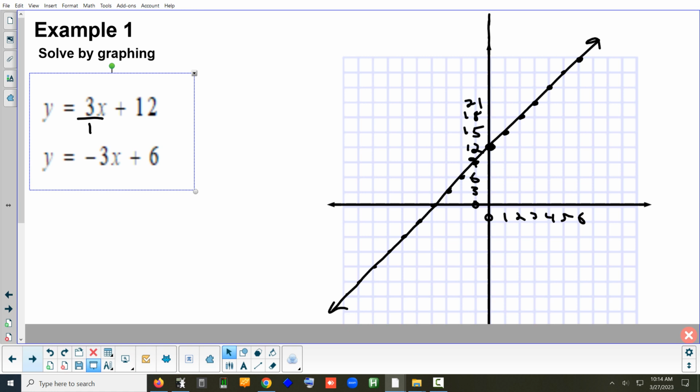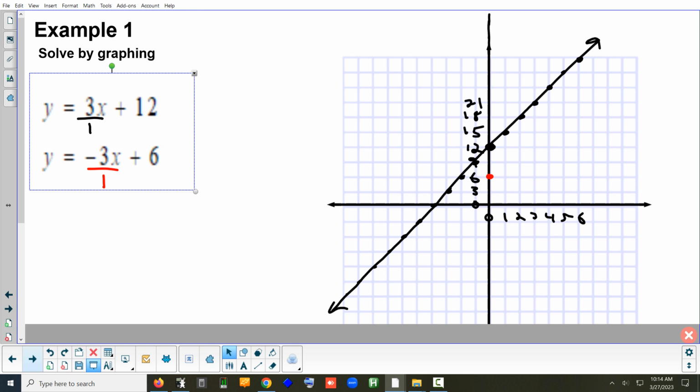What's my y-intercept of the second line? Yep, 6. I'm going to put a dot at 6. All right. And I need to think of my slope as a fraction. So, Anaya, how can I make that a fraction? Over 1. Yep, put it over 1.